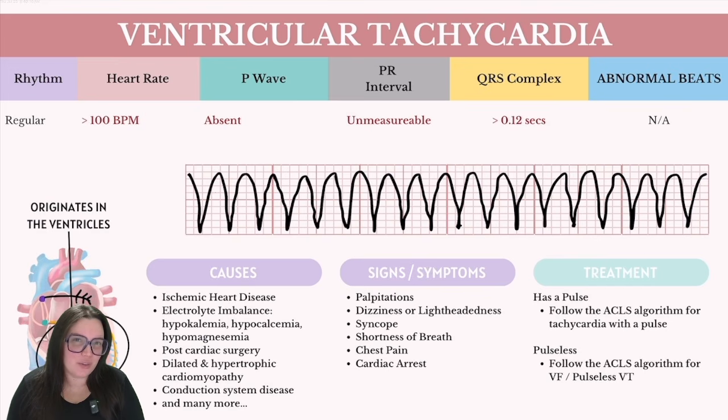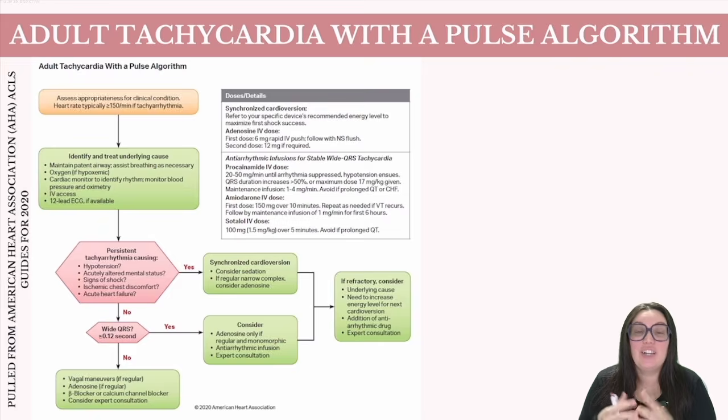So when we're talking about treatment for these particular kinds of rhythms, it's really dependent on what's going on with the patient. Do they have a pulse or do they not have a pulse? If they have a pulse and they're stable, then we're going to follow the ACLS algorithm when it comes to tachycardia with a pulse. However, sometimes these individuals can lose a pulse. So in those pulseless situations, we want to follow the ACLS algorithm when it comes to ventricular fibrillation and pulseless ventricular tachycardia.